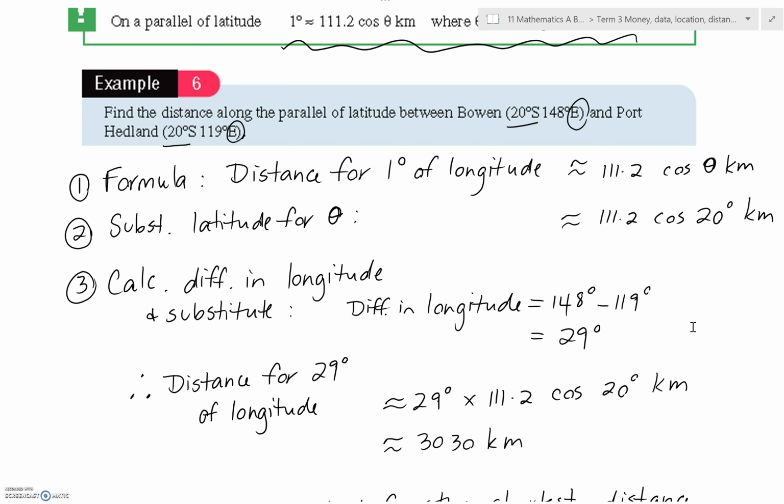So first thing you should do is substitute what the latitude amount is instead of theta. So we can see our latitude is the same here, it's 20 degrees south. So put that 20 degrees in instead of theta, which will give us 111.2 cos 20 degrees kilometers. Then, just like we did before, we need to calculate the difference, but this time it's a difference in longitude. So that is going to be 148 degrees minus 119 degrees, so the difference between the two is 29.